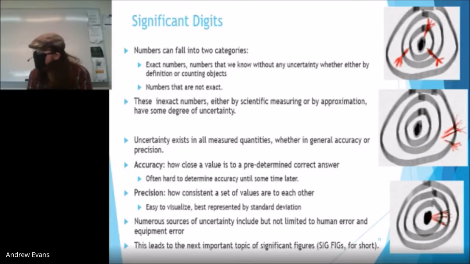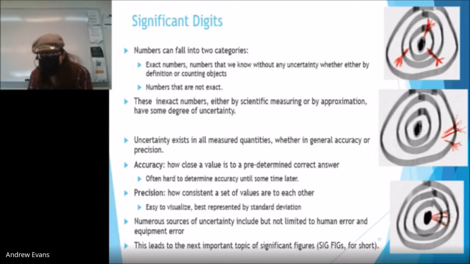And numbers that are definitions, like there is 12 inches in a foot. By definition, that is how many there is. There is no more, no less than 12 inches in a foot. If it's not 12 inches, it's not a foot. So by definition, those are exact numbers. Now, almost any other number, whether it's by measurement or reading off a piece of paper, will not be exact just because of life.